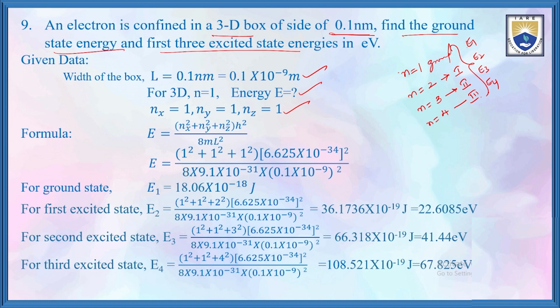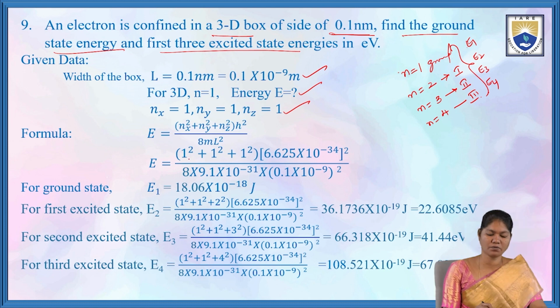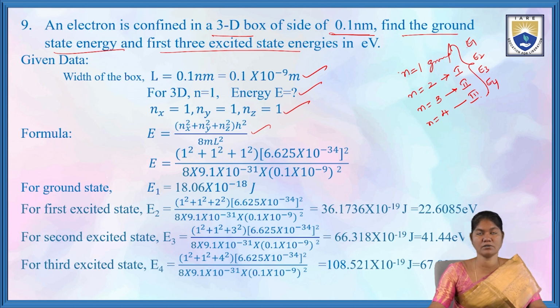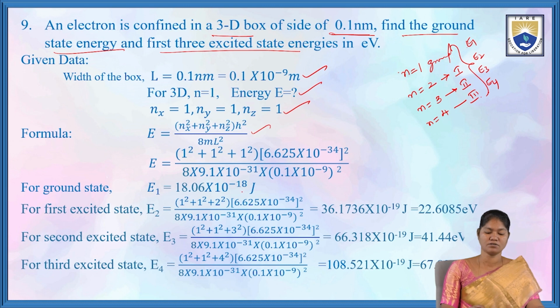So E1 is equal to, the formula I'm using, E equals (nx square plus ny square plus nz square) into h square by 8mL square. So for all three sides, 1 square plus 1 square plus 1 square into (6.625 into 10 power minus 34) whole square divided by 8 into 9.1 into 10 power minus 31 into (0.1 into 10 power minus 9) whole square. So the value is E1 equals 18.06 into 10 power minus 18.